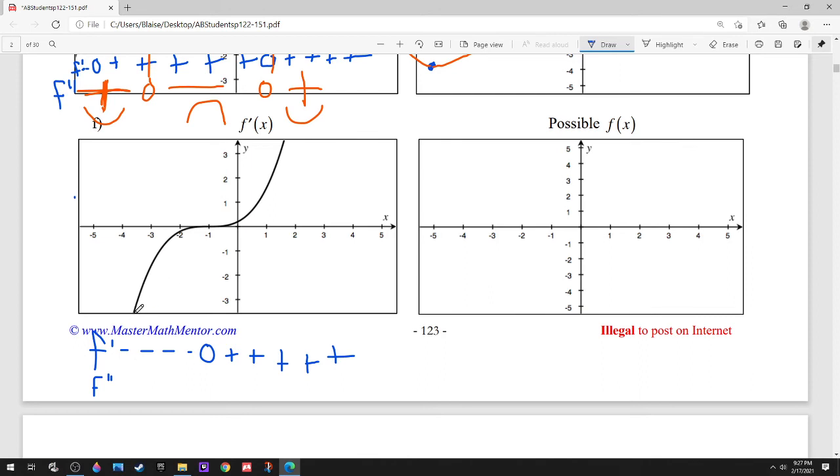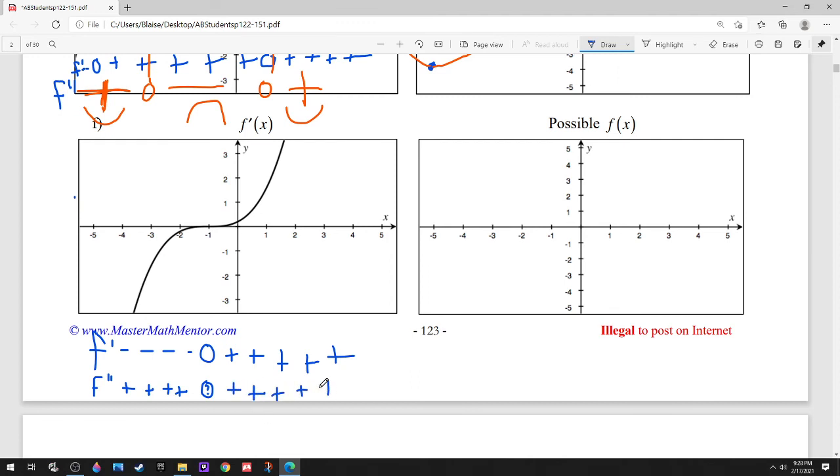Well, before it, we are going up at -1. We're stopped for a second. I'm gonna throw a little question mark. Is it? Yeah, I guess the slope is 0, yeah. And then after that, it's positive.